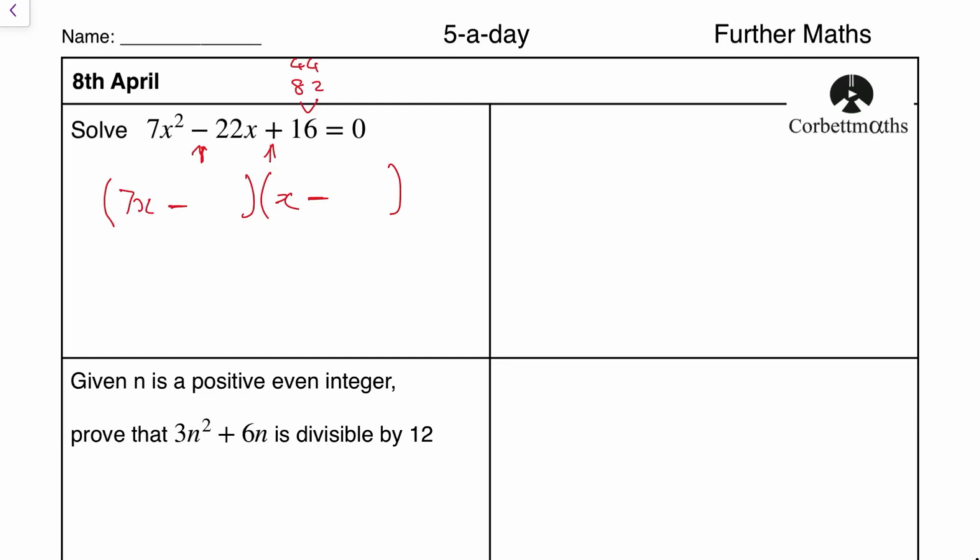Well, I want minus 22 in the middle. And I know that 7 times 2... hold on, 7 times 4 is 28, so that's too far. So 7 times 2 is 14, plus 8 is 22, so that works, doesn't it? So actually this wasn't too bad at all. So 7x, 2 goes there, and 8 goes here, and let's just check. 7 times minus 2 is minus 14x, minus 8 times x is minus 8x, 14 and 8 is 22. I've got the right answer. I haven't solved it though, have I? So this still equals 0, which means either x equals 2, or x equals 8 over 7.